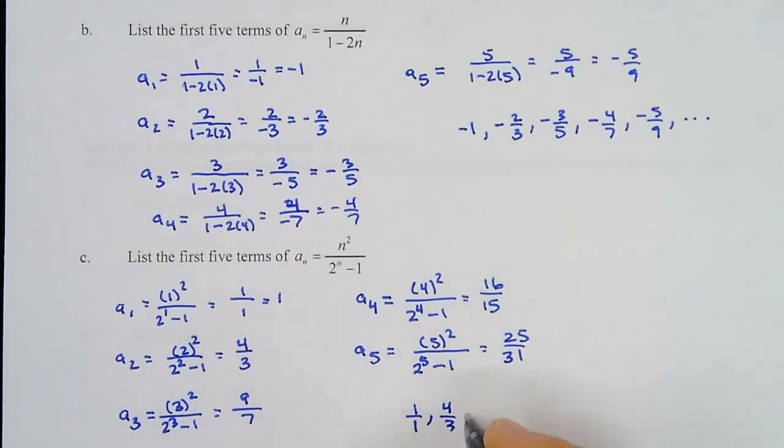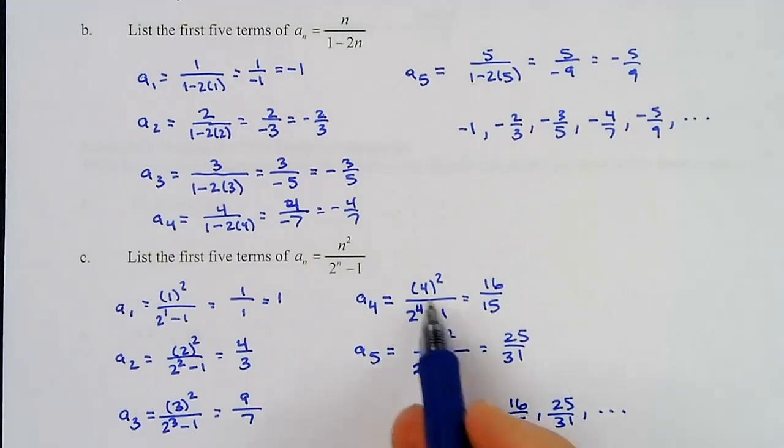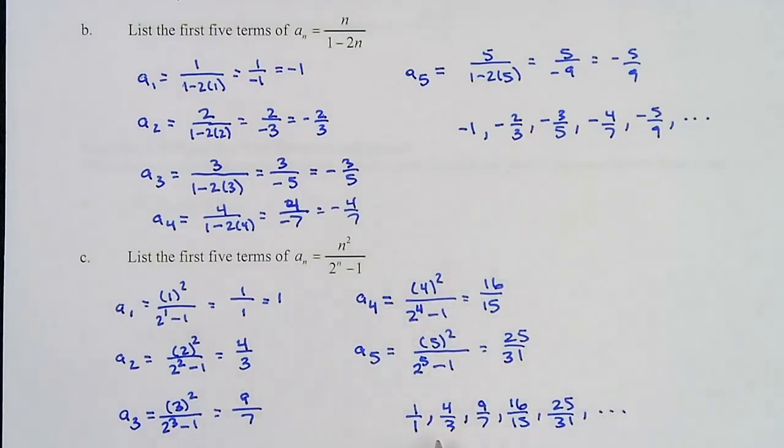So 1 over 1, 4 over 3, 9 over 7, 16 over 15, 25 over 31, and so on. If I gave you the sequence, how would you write the formula? That's where we're going with this. If you look, these are all perfect squares. You notice that's where the n squared comes from. And look at the pattern here.